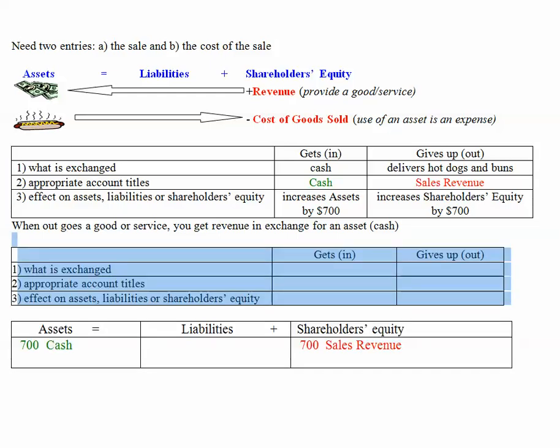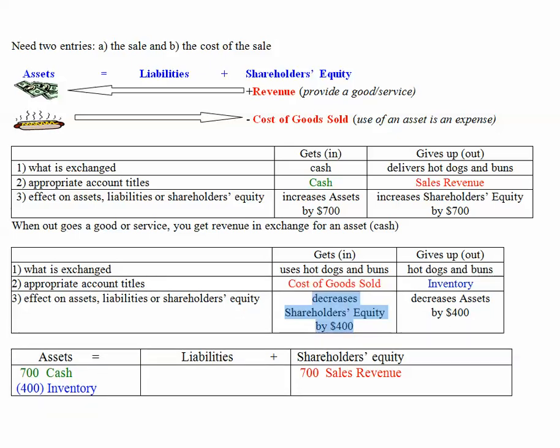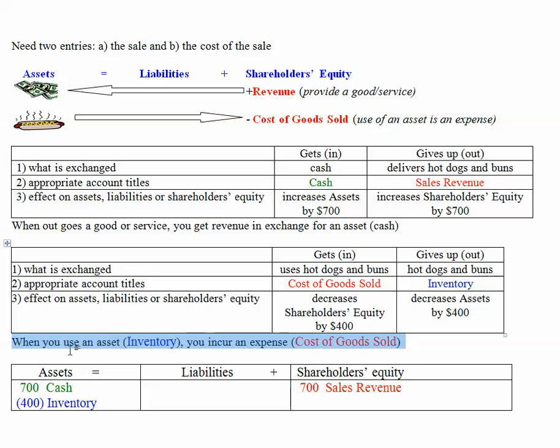Now I'm going to go through what we gave up first and then talk about what we get. So we gave up our hot dogs and buns, we gave up our inventory, and that decreases our assets. That's what we had done earlier. But now we're out of balance. What's happening is we're using those hot dogs and buns. When you use an asset, that's an expense, and this expense is titled cost of goods sold, and that decreases shareholders' equity by $400. So the using up of an asset, in this case inventory, you have an expense called cost of goods sold.